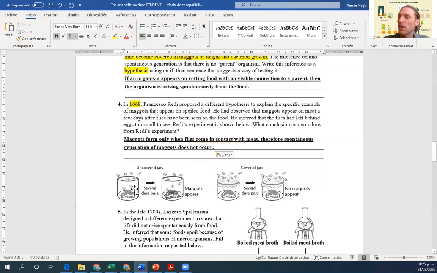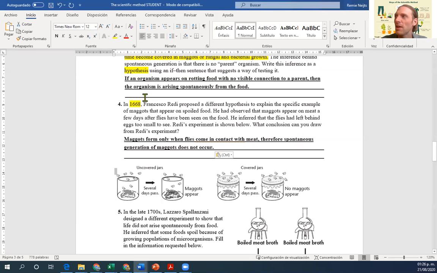Because if you leave the jars open, maggots appear. If you close the jar, no maggots appear. So it means that the flies have to do something with the maggots that appear, because the flies put their eggs on the meat, and then when the eggs hatch, the maggots will start eating the meat, okay? Of course, this is just the intermediate experiment, because if you even cover the jar and you wait 1 or 2 weeks, we all know that still the meat is going to get spoiled, right? You still get fungi, you still get bacterial growth, you know, it still rots. Okay, this is just one step.